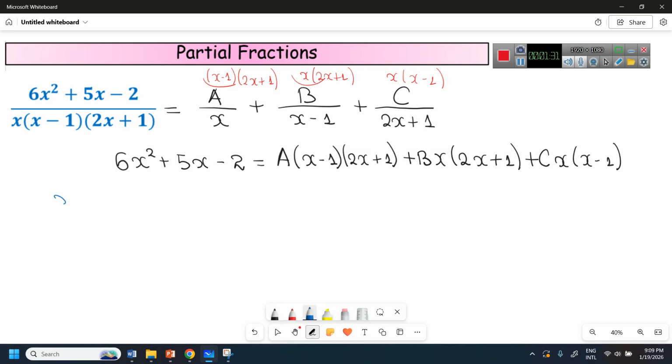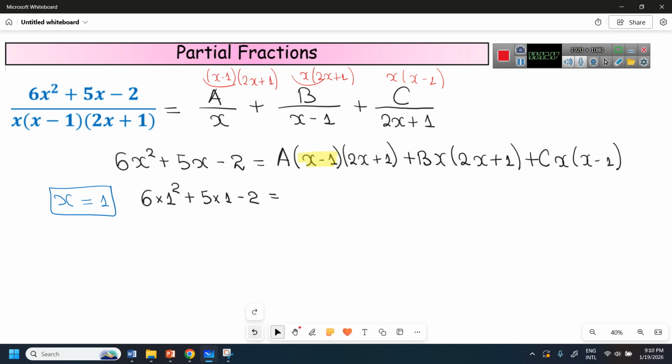We're going to start by substituting x equal to 1. What we want to do is work out the values of A, B, and C. So if we substitute x equal to 1 into the left-hand side as well as the right-hand side, 6 times 1 squared plus 5 times 1 minus 2 is going to give us, this will be 0, as well as this is going to be 0.